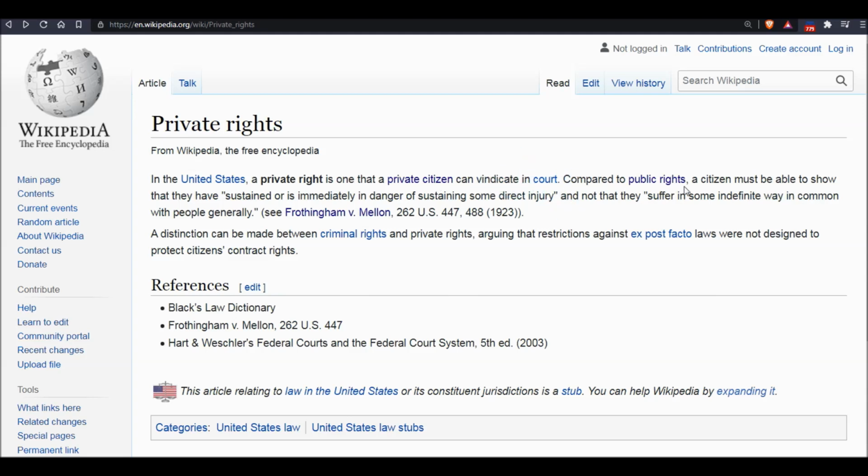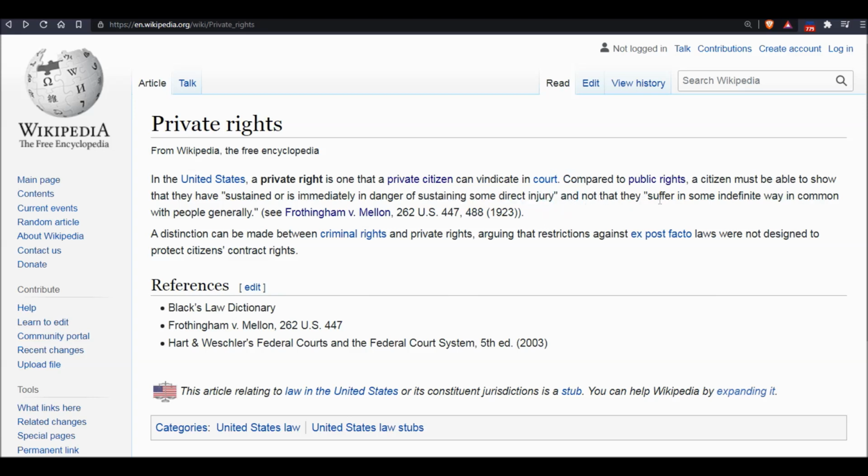Compared to public rights, a citizen must be able to show that they have, quote, sustained or is immediately in danger of sustaining some direct injury in order for you to invoke private rights. This is the qualifying factor: the injury that you have already sustained or the immediate danger of injury. Hence, an injunction to prevent it, aka equitable relief.